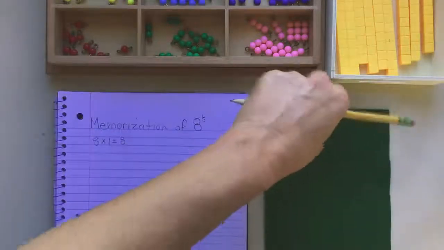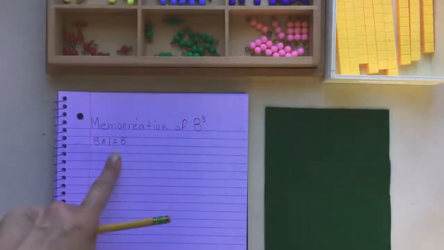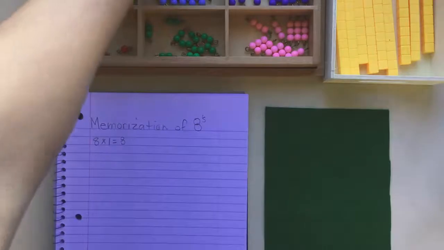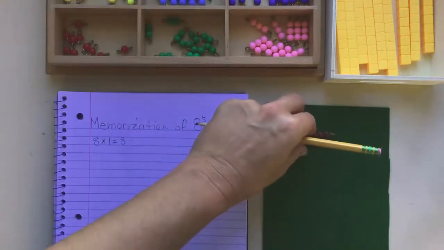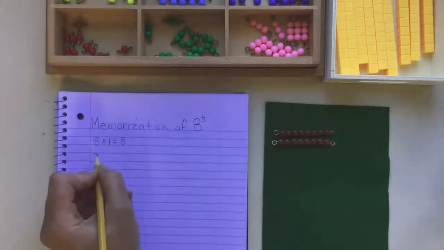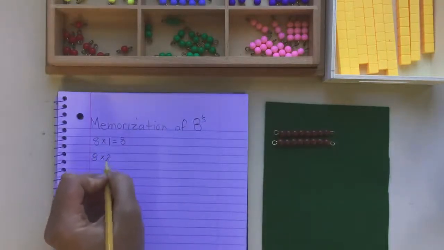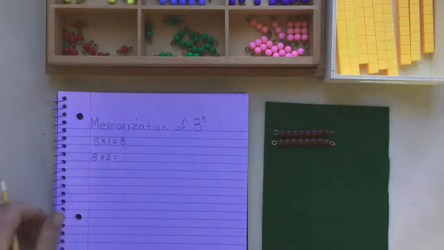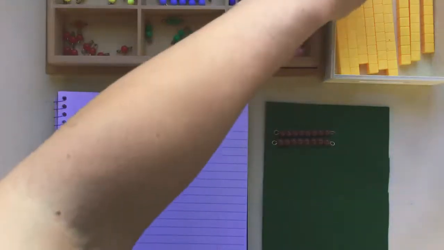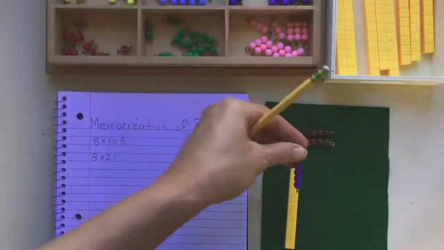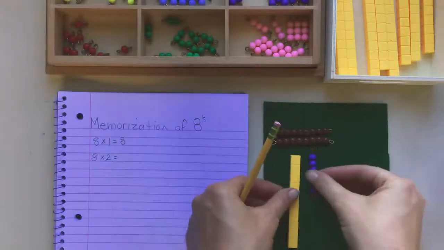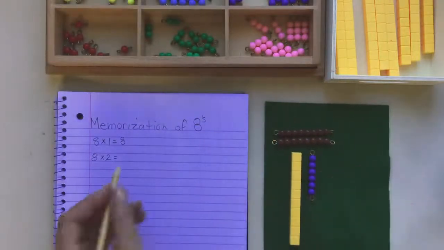Okay, let's do another one together. What would be after 8 times 1? 8 taken 2 times, or 8 times 2. Let's record that. 8 times 2, and what does that equal? 16. So we can show that with 1 10 and a 6. Okay, so we'll put that vertically underneath. And let's record it.